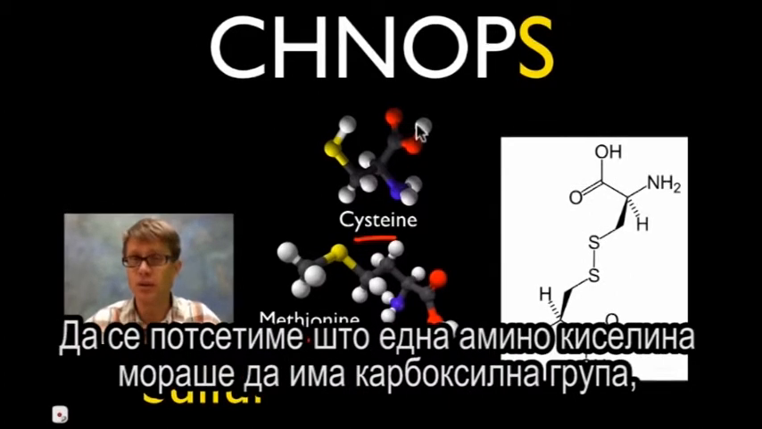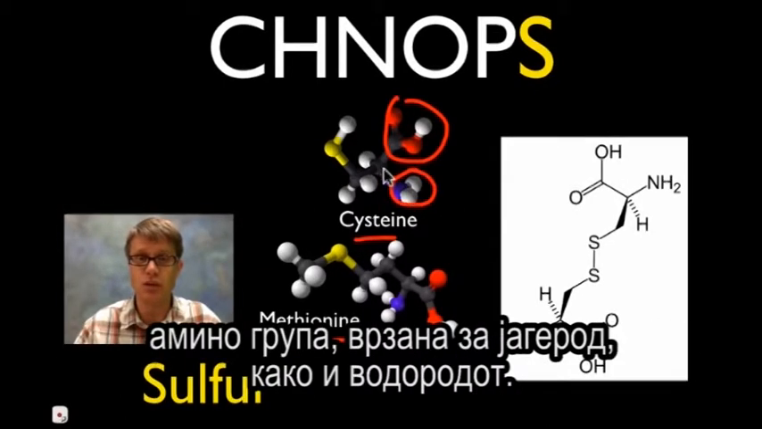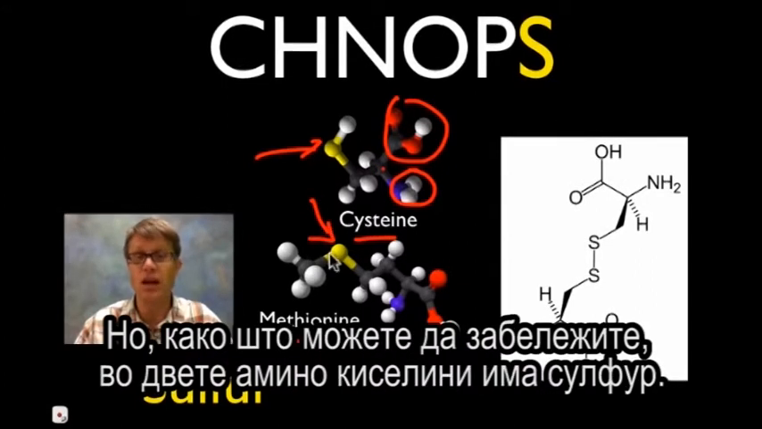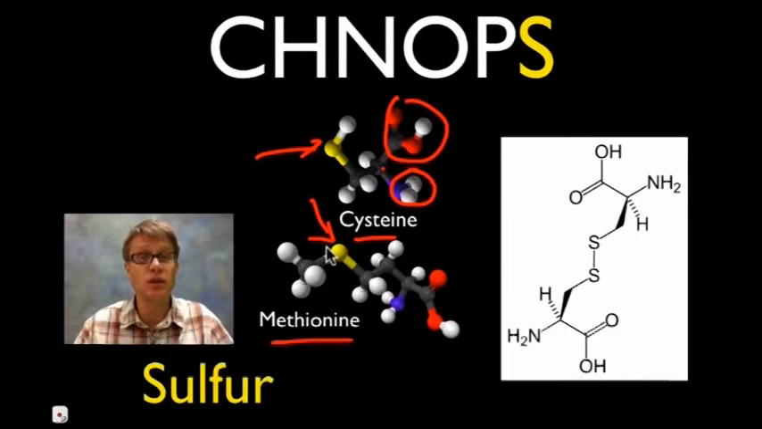So we just learned what an amino acid is. Again, it's going to have its carboxyl group here. It's going to have its amino group, its carbon, and its hydrogen. But you can see in both of these amino acids, we're going to have sulfur. And why is sulfur important?